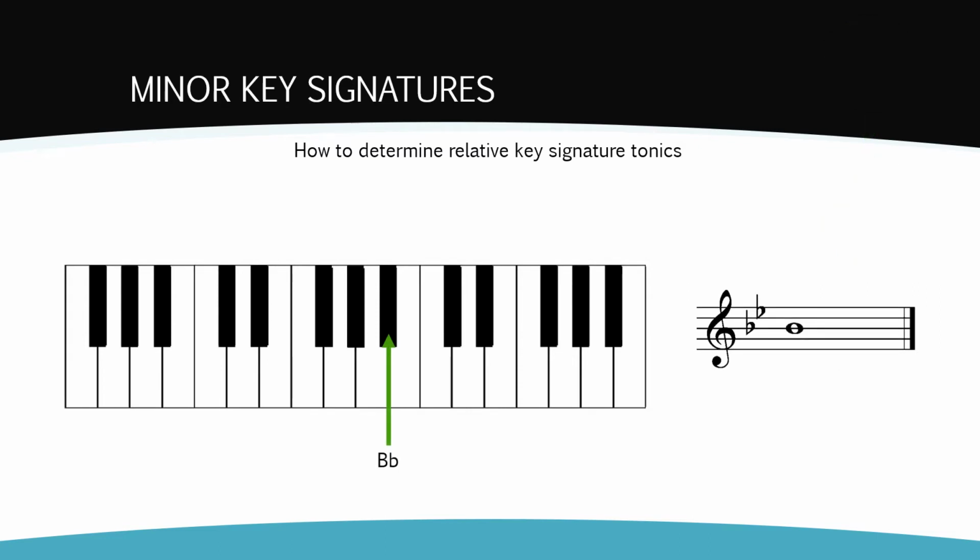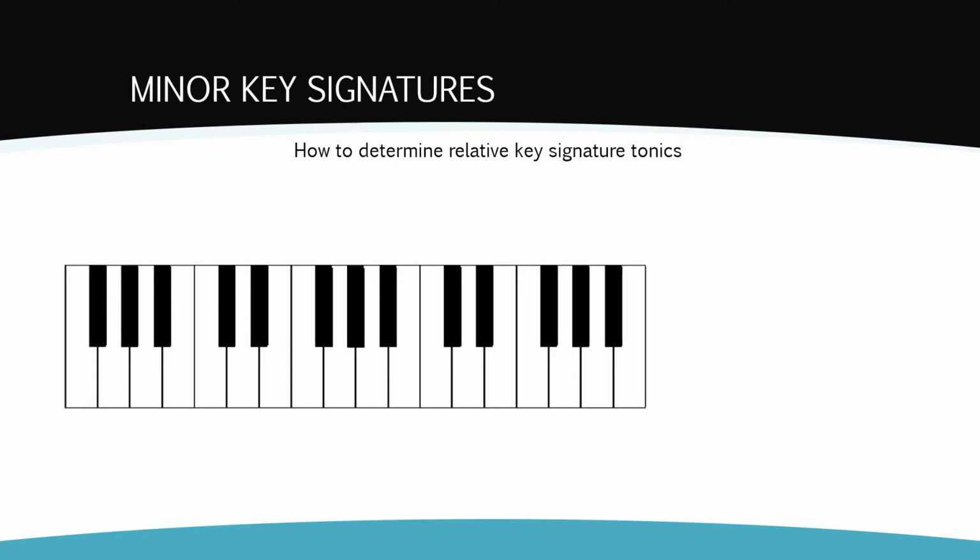Here is B flat on the piano and on the staff. Build a minor third below this B flat and you get G. The relative minor to B flat major is G minor. These 2 keys share the same key signature of 2 flats, but have different tonics. This also works in reverse.